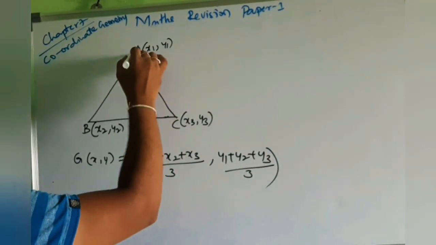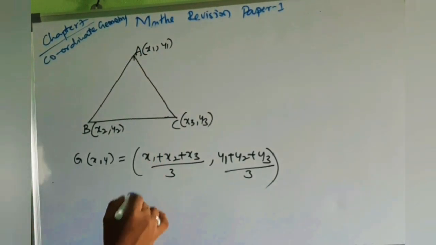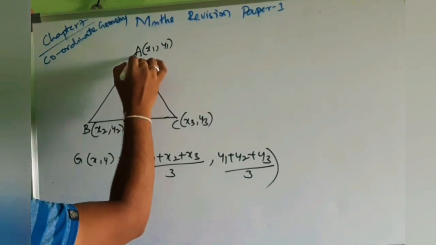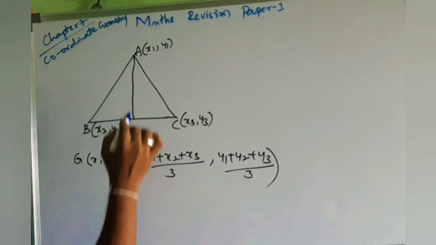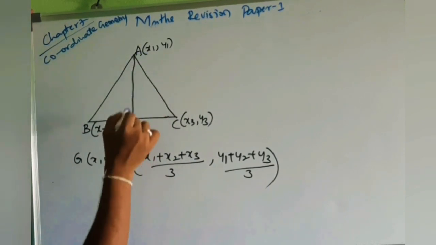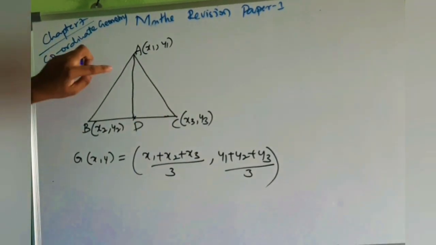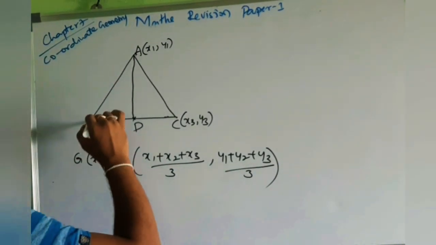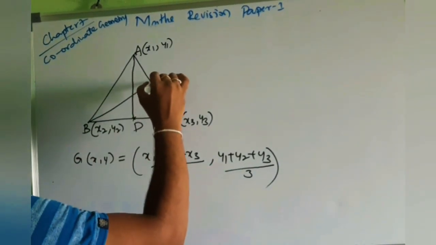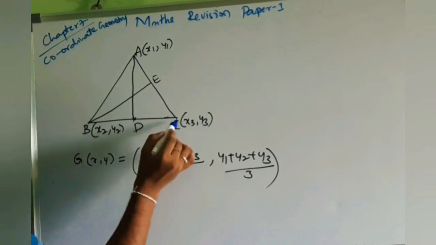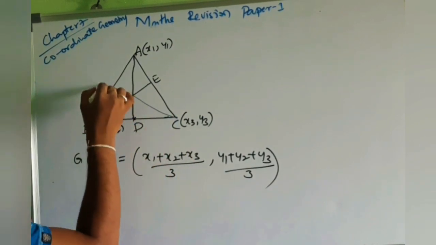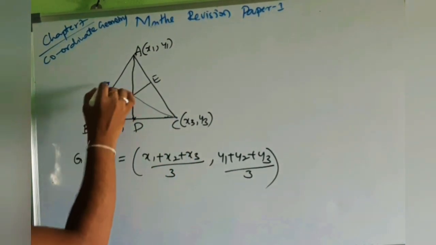And here you can ask a doubt, what do you mean by centroid? Centroid is nothing but the point of intersection of the medians. What do you mean by medians here? A line segment drawn from vertex to the midpoint of the opposite side. AD is the median, BE is also a median, and CF is also another median.